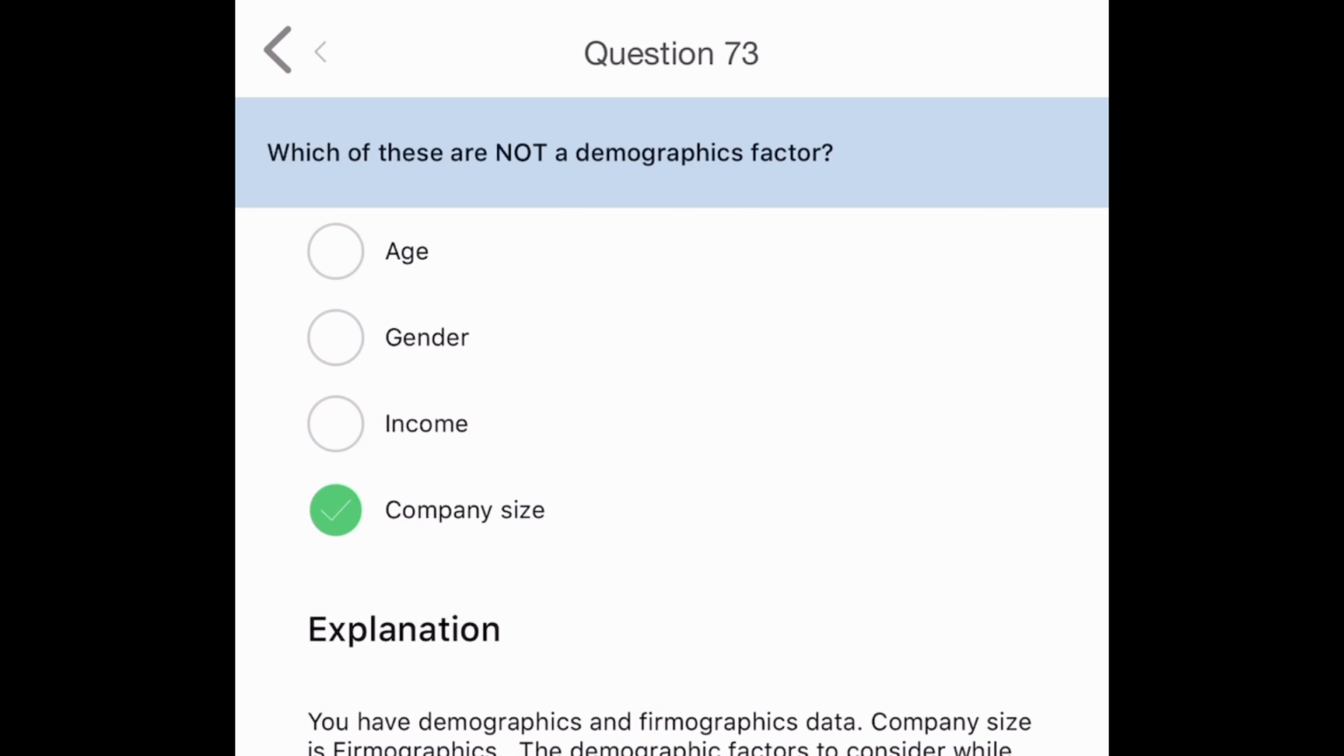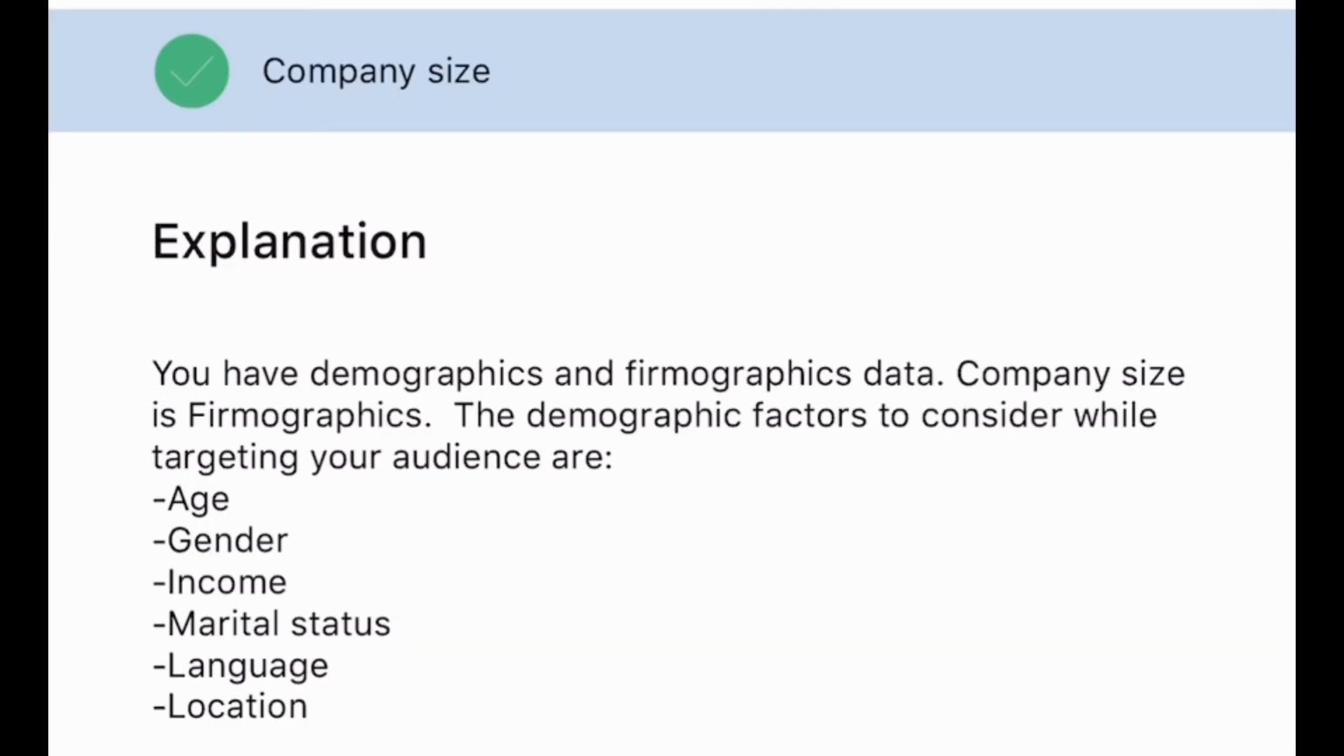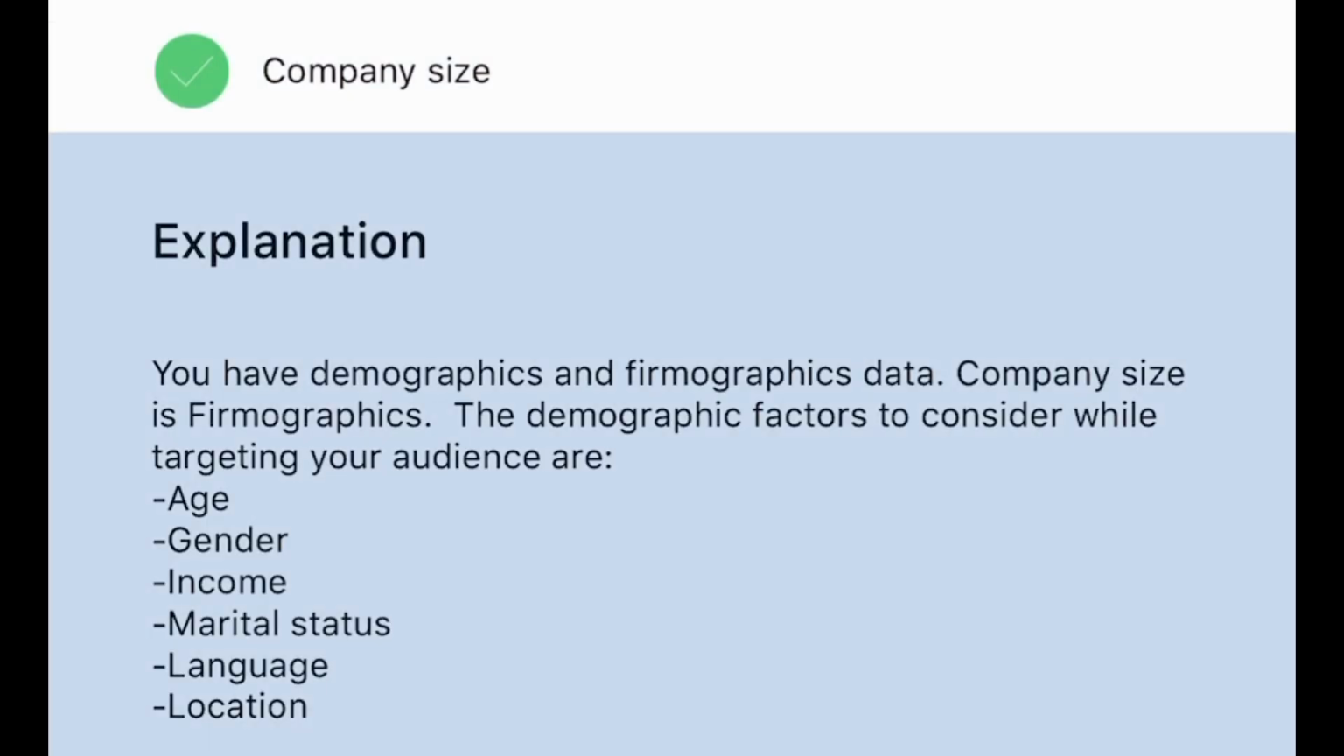Which of these are not a demographics factor? Company size. Explanation: you have demographics and firmographics data. Company size is firmographics. The demographic factors to consider while targeting your audience are age, gender, income, marital status, language, location.